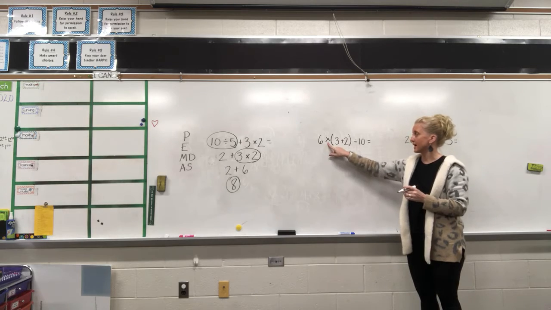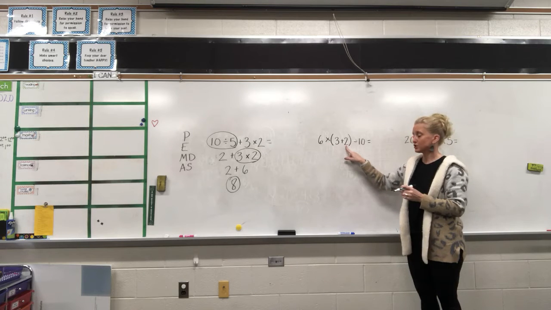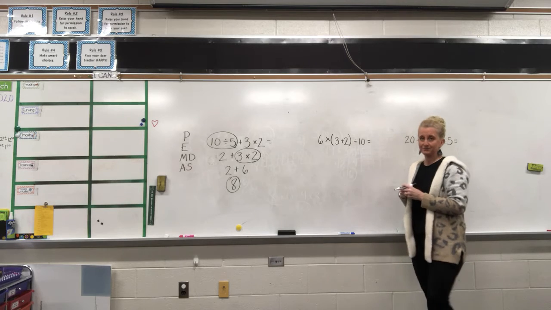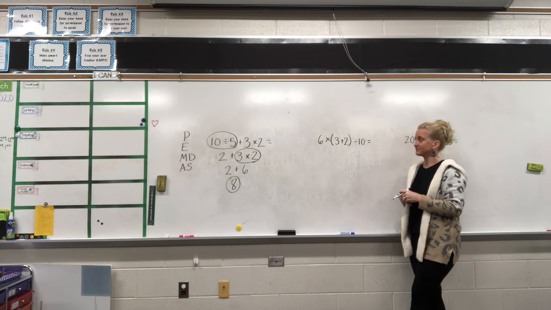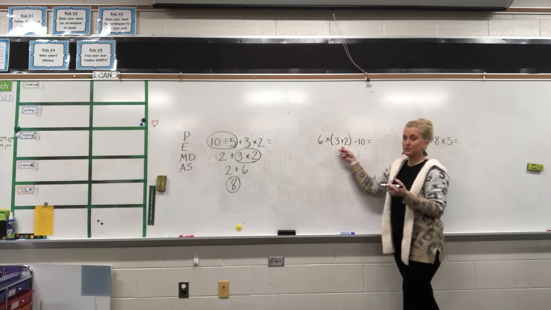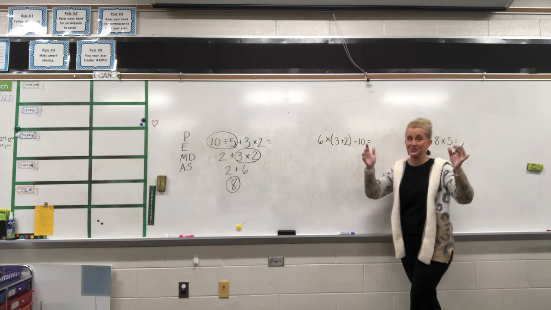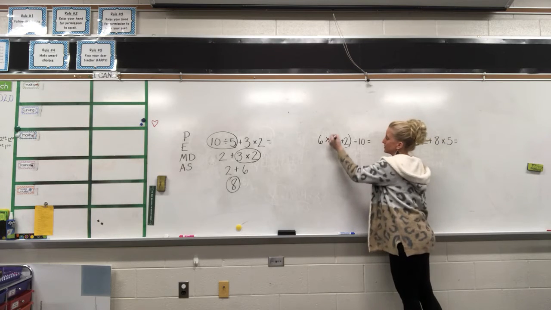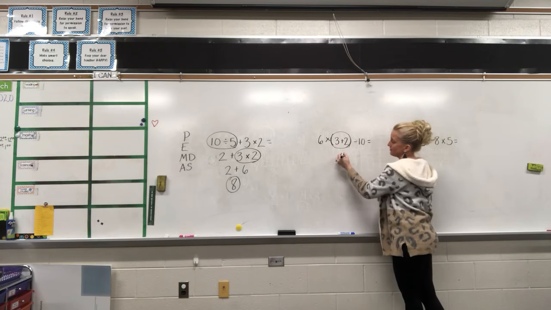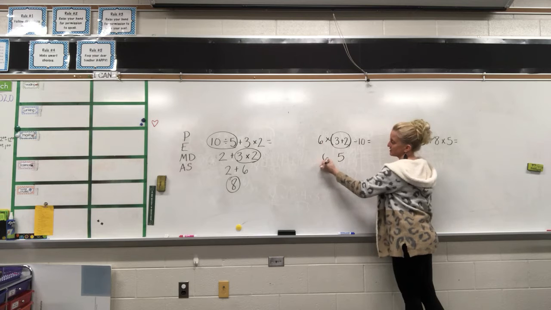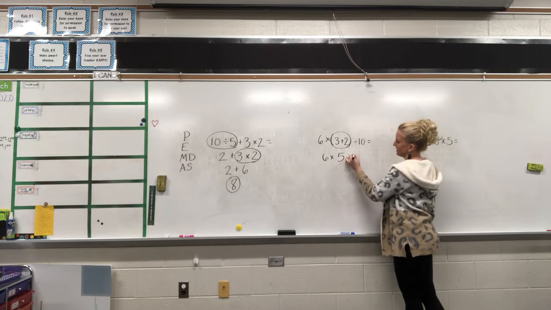6 times parenthesis 3 plus 2 parenthesis divided by 10. Go ahead and try it. Okay, so for this one, I see parentheses. Parentheses mean do me first, so I'm going to do that first. So I'm going to circle it to do it. 3 plus 2 is 5, but that leaves me 6 times 5 divided by 10.